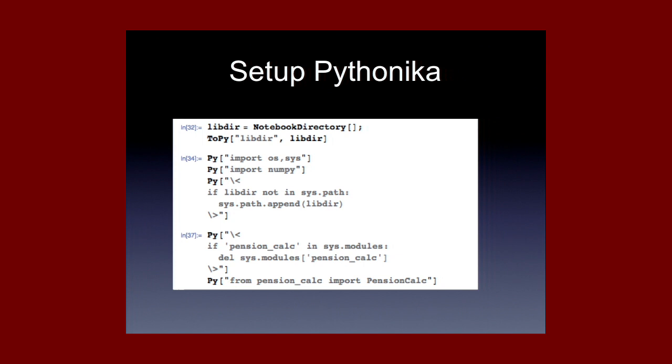Import numpy. For all of our computation, we use NumPy as the very powerful numerical computation library for Python. And then I say, if libdir is not in my system path, add it to the system path, just to make sure it's there. Once that's all done, I want to load my pension calculation module. If it's already loaded, let's delete it, and then say from pensioncalc, import pensioncalc. So everything I've done here is just running regular Python code, but I'm doing it from the Mathematica notebook. So I have a nice Mathematica interface to my Python code.